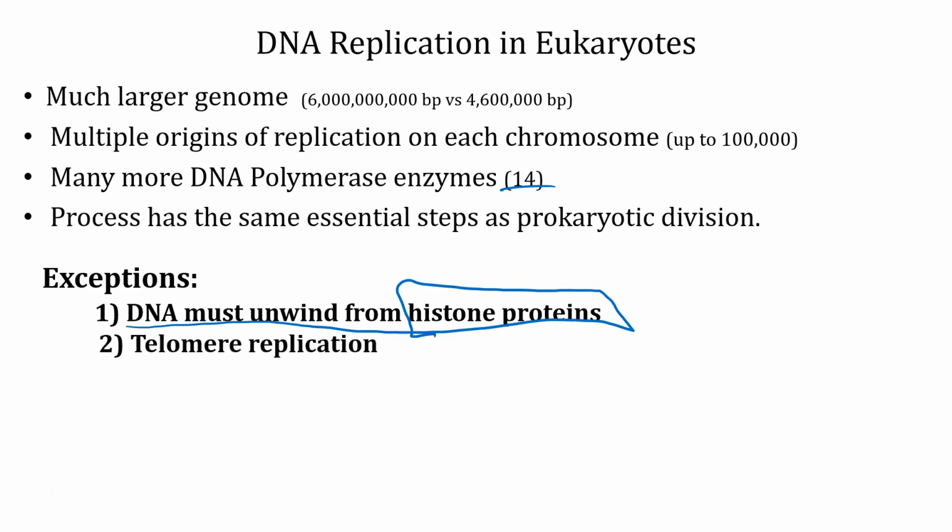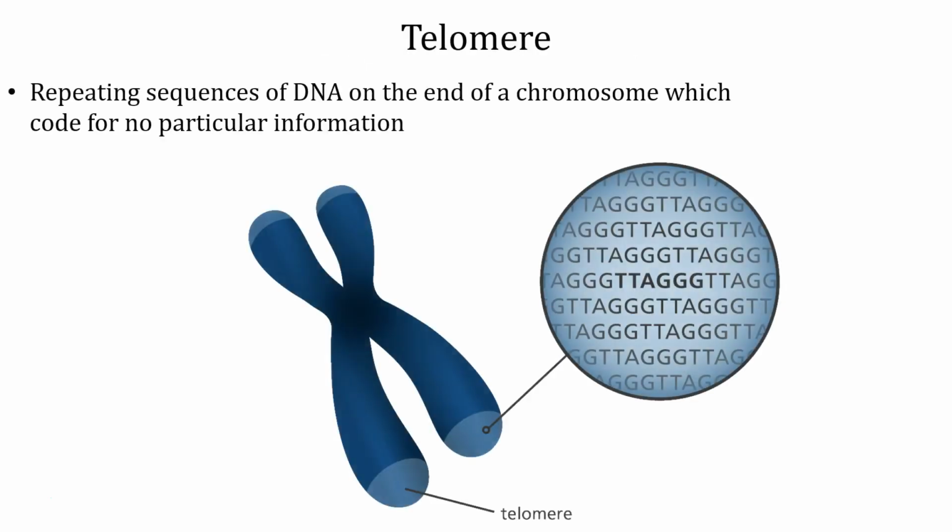Another thing that's interesting about eukaryotes is they have these things called telomeres. These are kind of bizarre. A telomere is a little region on the end of a chromosome where there's just a repeating phrase, TTAGGG. If you were to sequence the DNA on the end of a chromosome, all you would see is TTAGGG, TTAGGG, TTAGGG, repeating over and over again. It's nonsense. It doesn't code for anything.